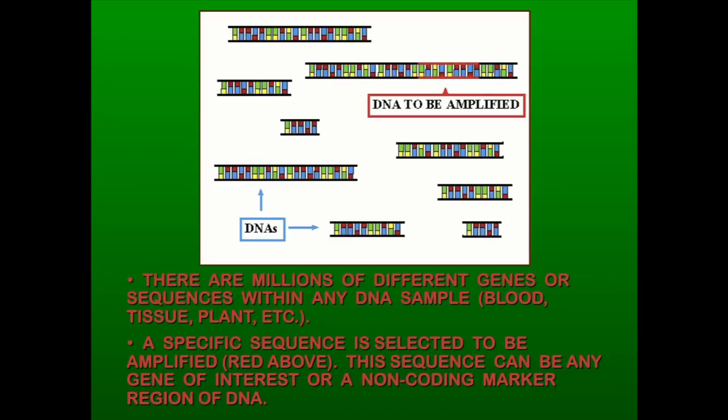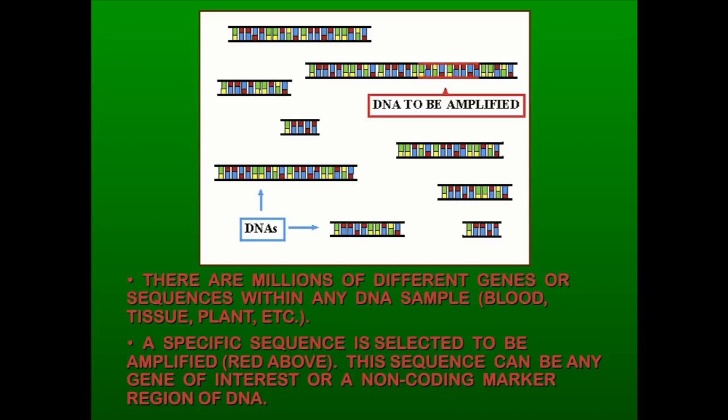So to go over this diagrammatically, DNA to be amplified could be collected from any of those samples that I previously mentioned. Cheek cells from a beer bottle, bandana, swipes, inside of an envelope. So DNA to be amplified is first collected. And there are millions of different genes or sequences in any DNA sample.